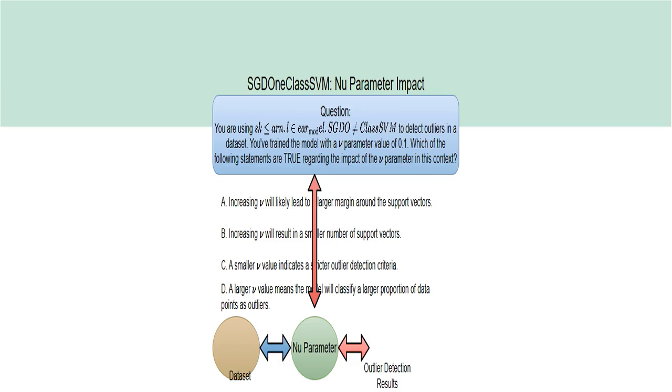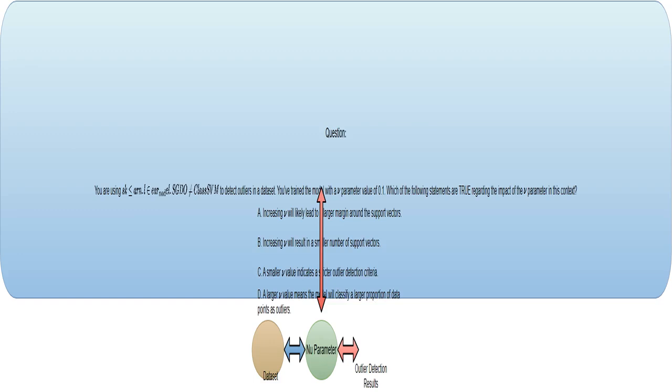This title tells us that we'll be learning about how the nu parameter affects the performance of the one-class support vector machine algorithm from the Sklearn library, SGDOneClassSVM. It's a crucial parameter that controls how the model identifies outliers. Get ready to become an expert. This sets the stage for the quiz.